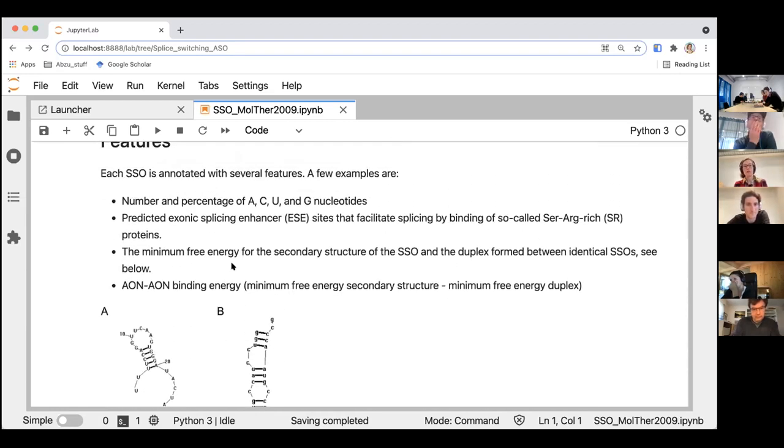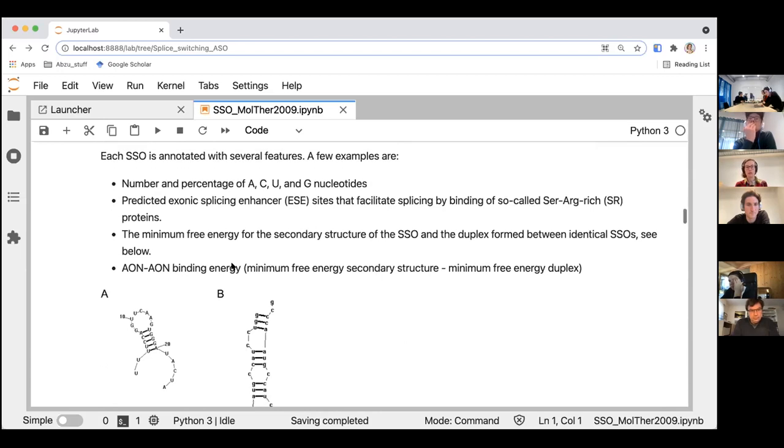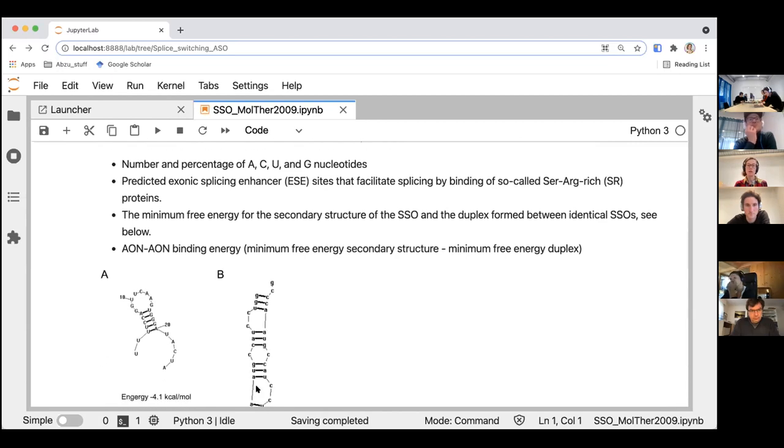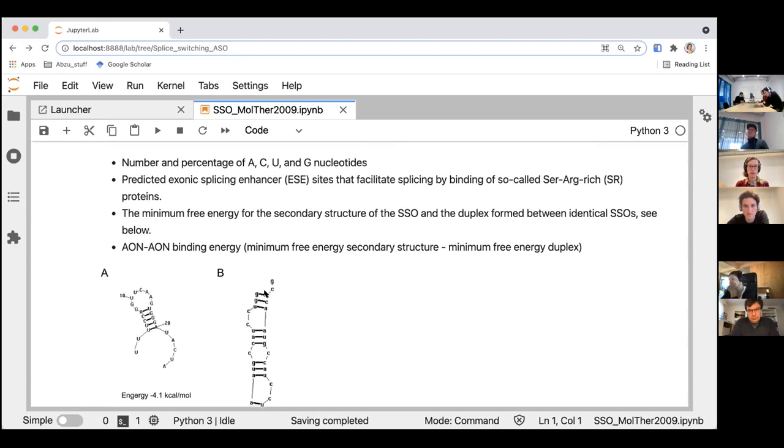You could also look at the secondary structure of the SSO. That's what I've depicted down here. So it can actually fold upon itself. It can also form two identical SSOs, it can also form duplicates. That's what's depicted here. And for those structures, you can calculate the minimum free energy.